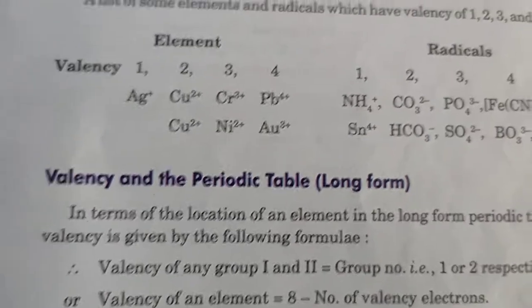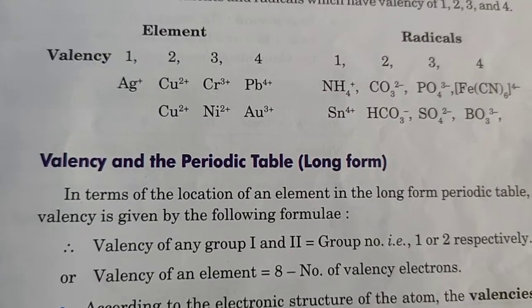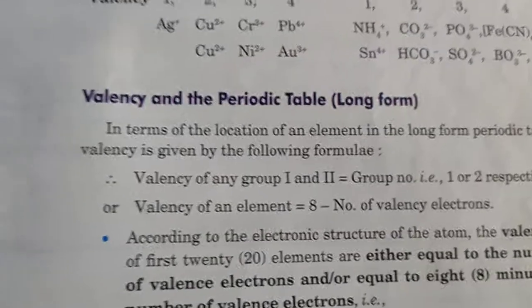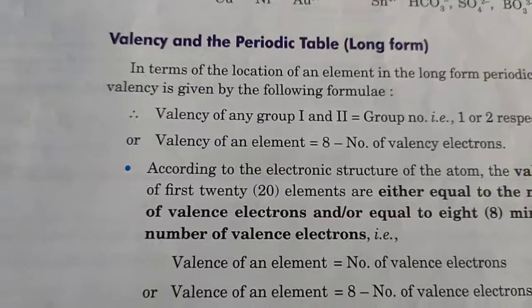Now you can see here some examples of elements and radicals having valencies 1, 2, 3 and 4. Learn this one. Okay. Now let's move to the valency and the periodic table.